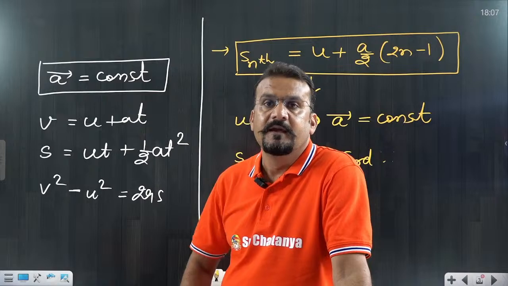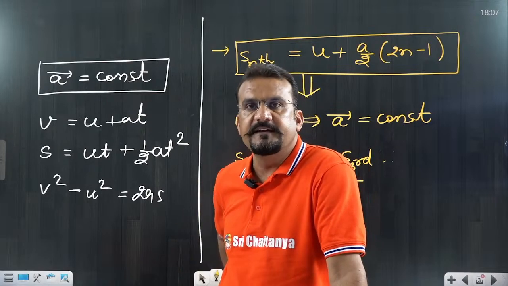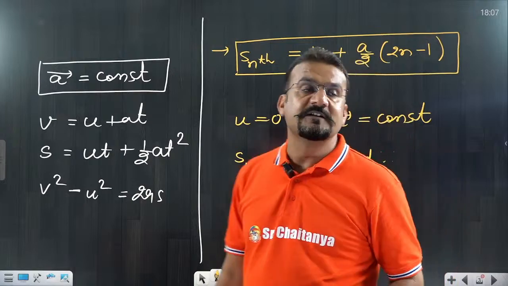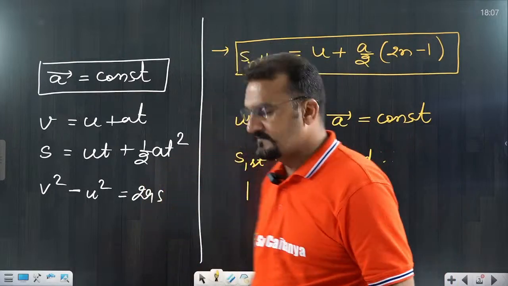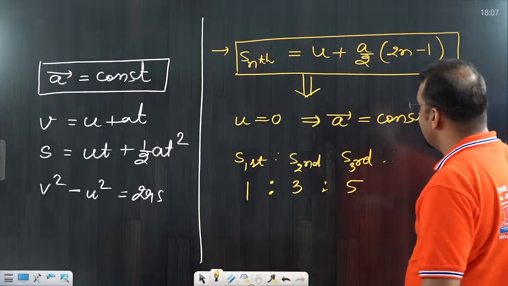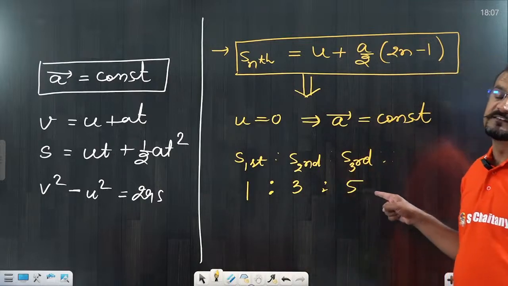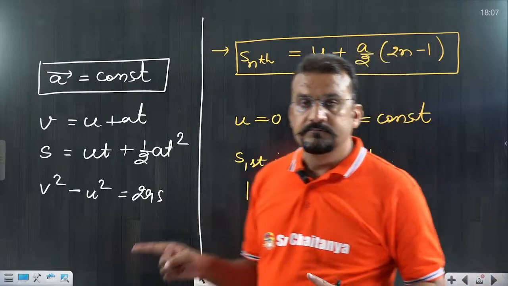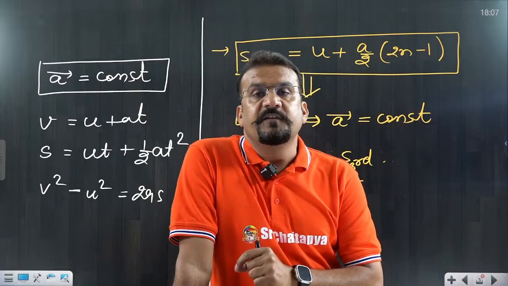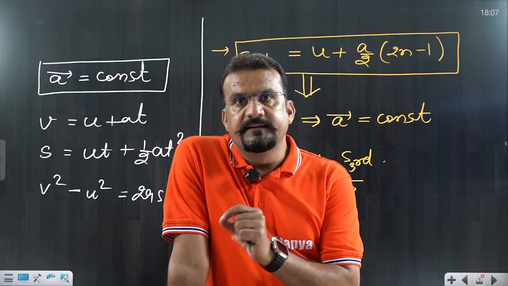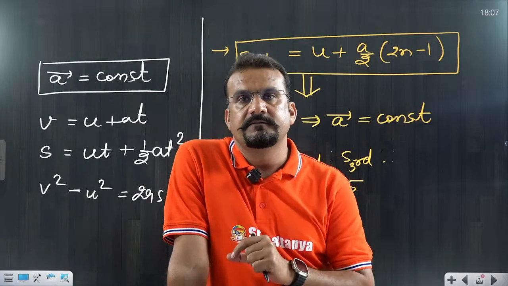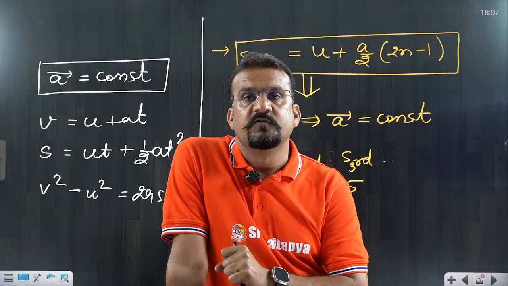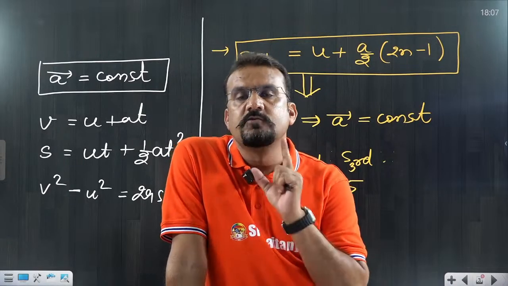What is my question? Distance covered in first second is x. Then distance covered in 3 seconds. What is your answer? Tell me fast. In that case, I am asking about 3 seconds. Don't give answer 5x. 5x is the distance covered in the third second. You should know the difference between nth second as well as n second. Nth second means that 1 second interval from n minus 1 second to n second.